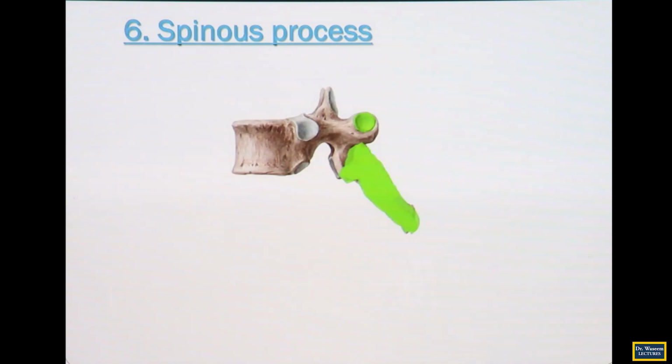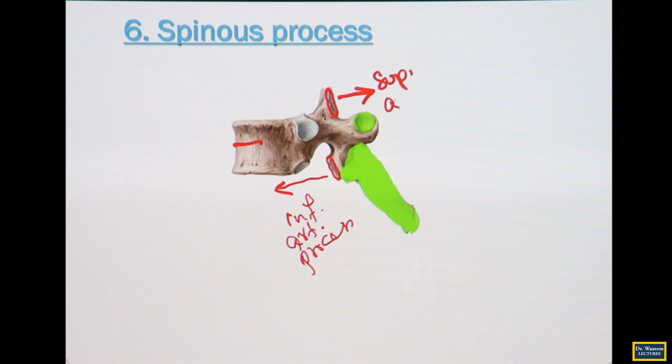This is the spinous process, and now if you look at this, because this is the body, so this is anteriorly placed. I say it is facing anteriorly, this is facing posteriorly. These are called superior articular processes, and these are called inferior articular processes. This is an inferior articular process, and these are called superior articular processes.